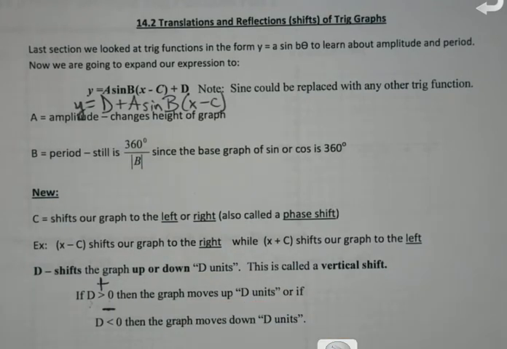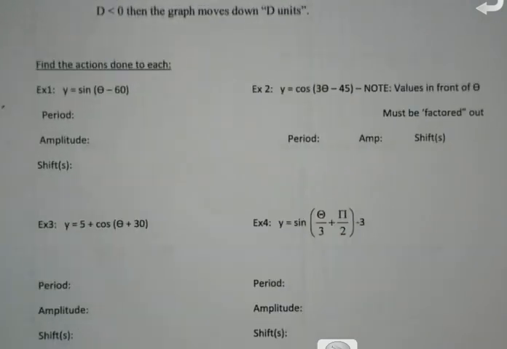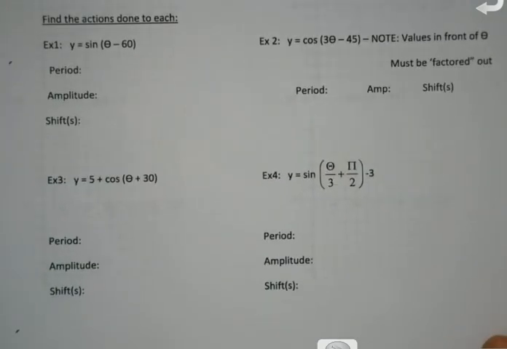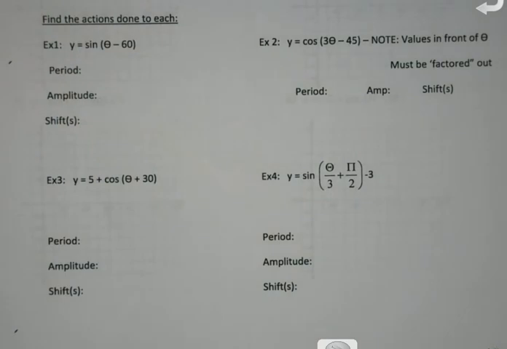At the start here, we're just going to work on looking at what the shifts are, what the period is, what the amplitude is, and all of that before we even start thinking about graphing. But that's the basic setup of these. So let me move this up a bit because you've still got reference to yours. Find the actions that are done to each. Not everything's going to change every time. It doesn't mean 4 things are changing every time. Is it possible? Yes. But it doesn't happen a lot.